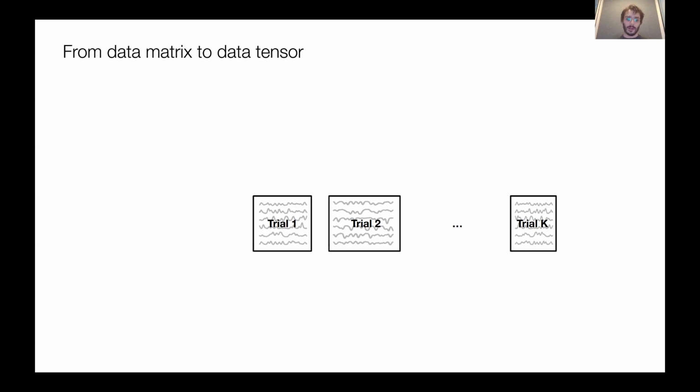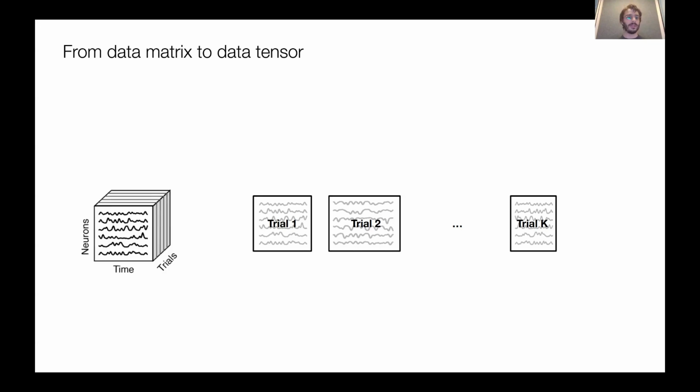So far, I've described how to do dimensional reduction on a data matrix. But in neuroscience experiments, we are not just sampling a single data matrix. We're repeating the same experiment over and over, and we have data over different trials. Then what we can do is perhaps trim or warp this data such that they are of the same duration, and then represent this data as a tensor. Here, each slice of this tensor, this multidimensional array, corresponds to one particular trial.